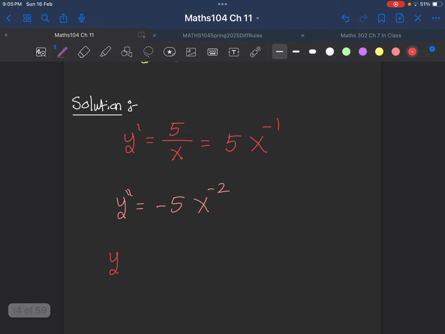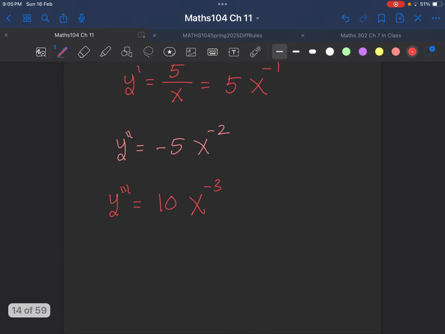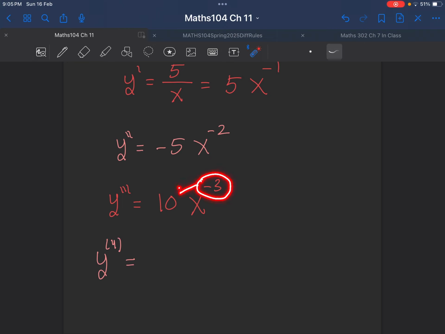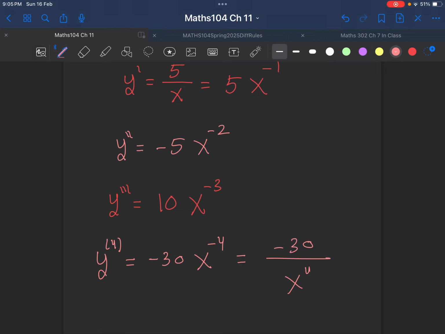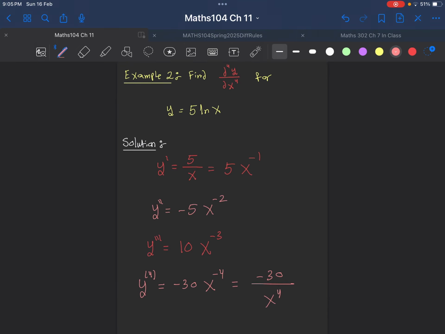Next, find the third derivative, which will be minus 2. You will take it down, so you multiply it by negative 5. So it will be 10 x to the power negative 3. And finally, the fourth derivative will be: take negative 3 and multiply it by 10. So you get negative 30 x to the power negative 4, which we can write this way. And that's the answer for the fourth derivative of this function.